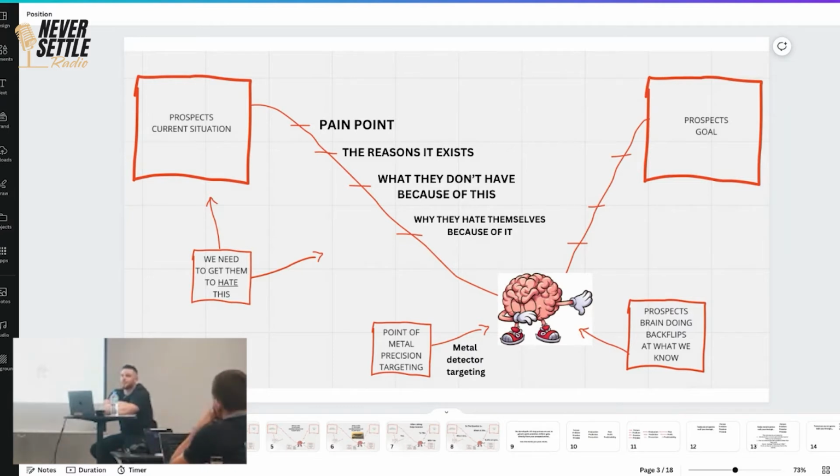Or maybe it's an emotional thing. They don't have the confidence they're going to close the amount of deals they'd want to this year, in some way, shape, or form. And then the unconscious part: why do they hate themselves as a consequence of this? Well, they expect it to be better and further along. They're sick of doing that admin. There could be a million different things happening as a consequence of the pain point existing.